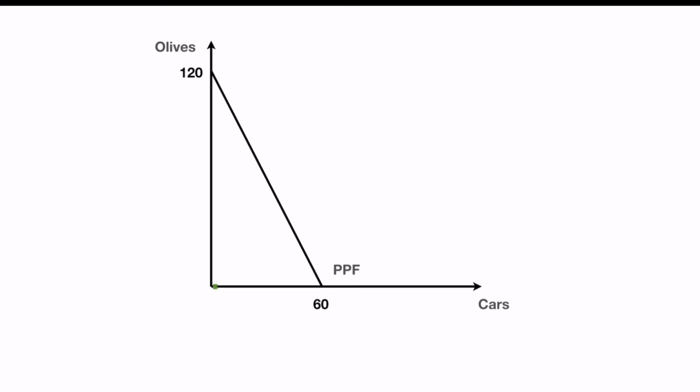If the country decided to produce some cars, say 10,000, they would have to move resources away from olive production, causing output of olives to fall, and the 20,000 tonnes of olive output that is given up is the opportunity cost of the 10,000 cars.